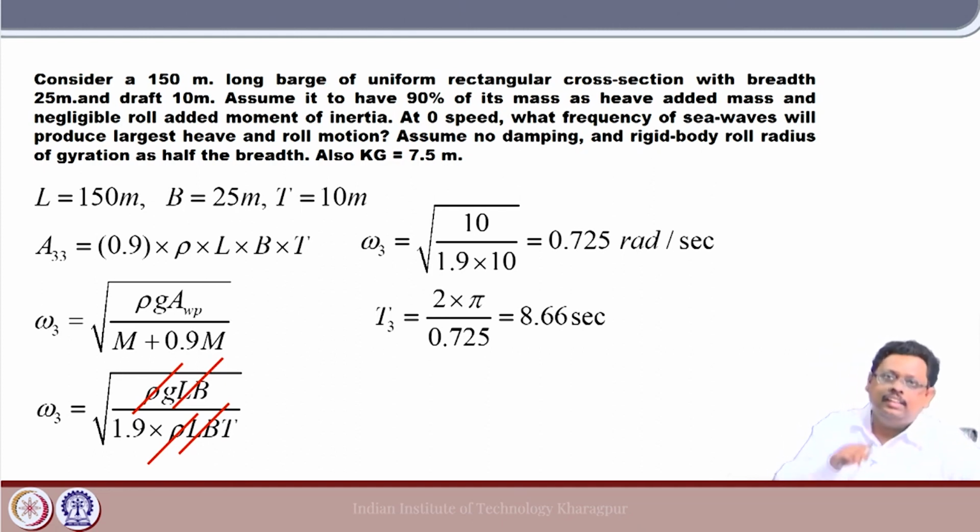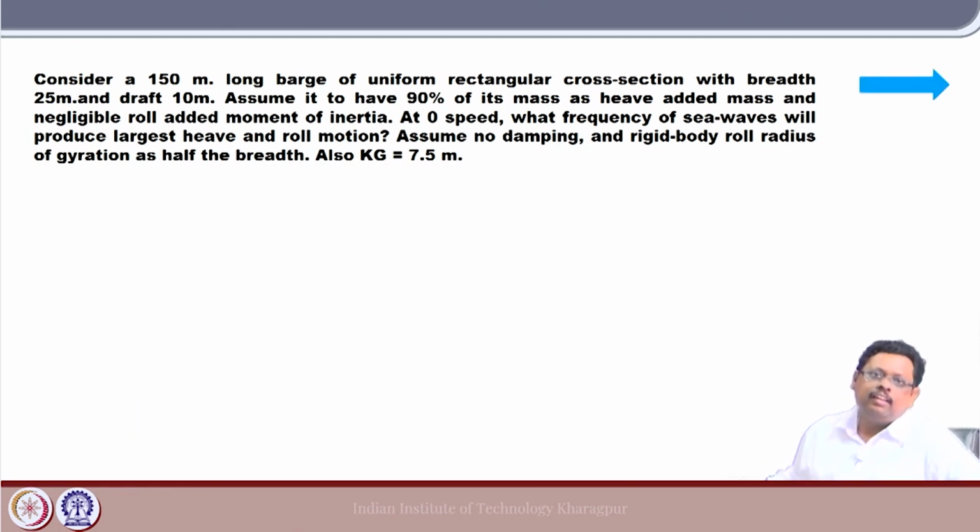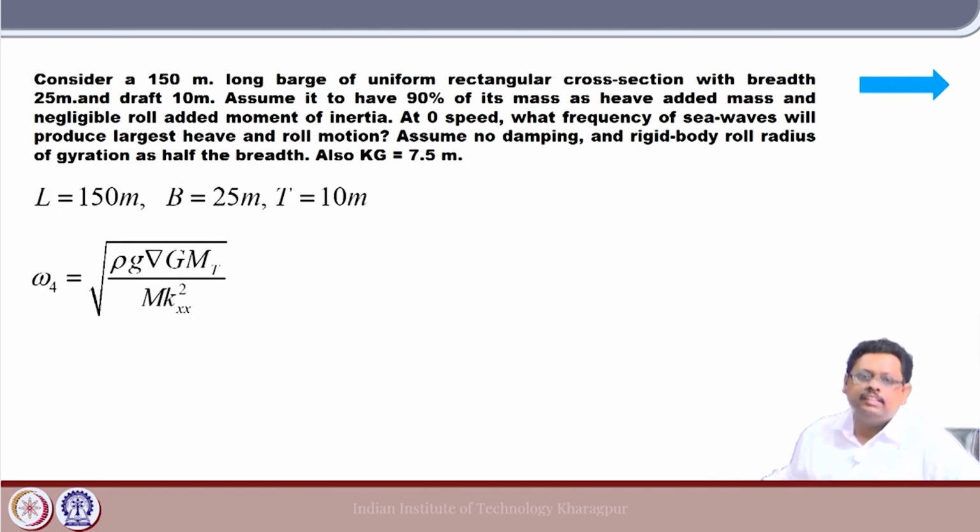Now, this problem gives some nice practical feeling that I am going to discuss after this problem. Now, let us solve the next problem, where you can see that the added moment of inertia for roll is ignored, okay, and the radius of gyration is given. So, these are the basic parameters, and this is the formula for the natural frequency in roll. So, rho g delta into GMT, and m into kx square.